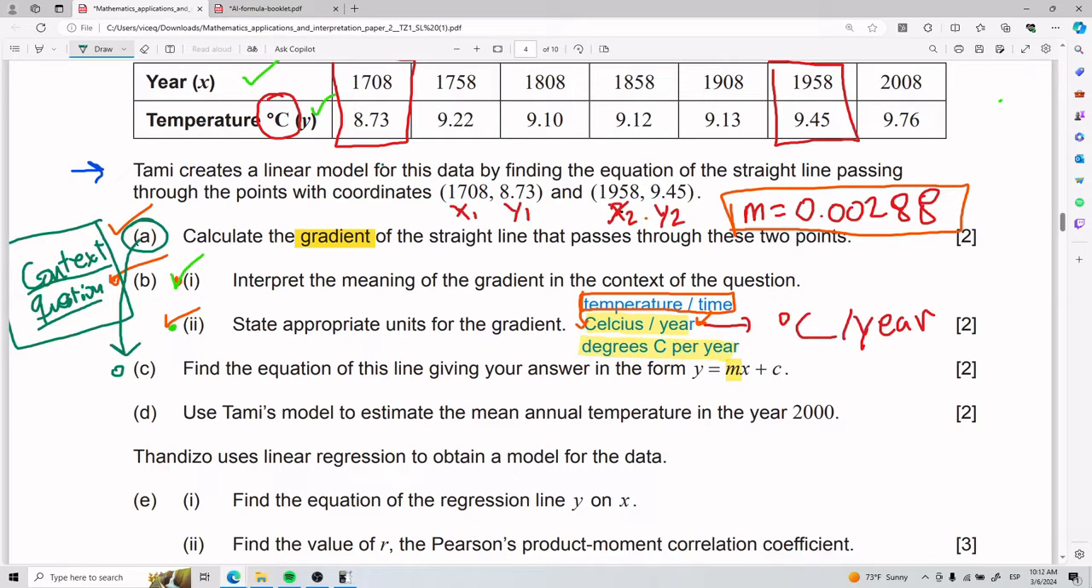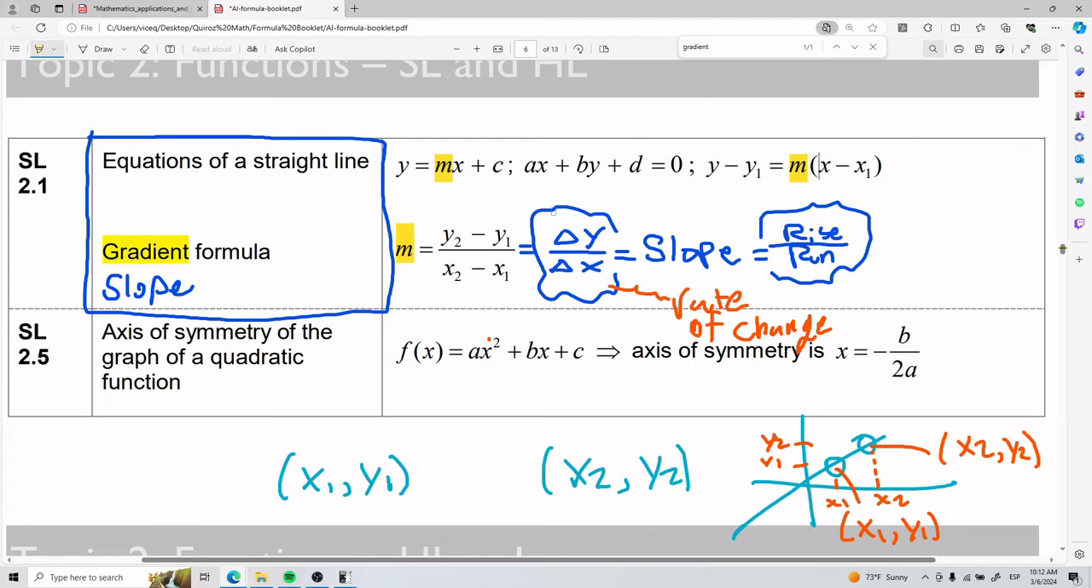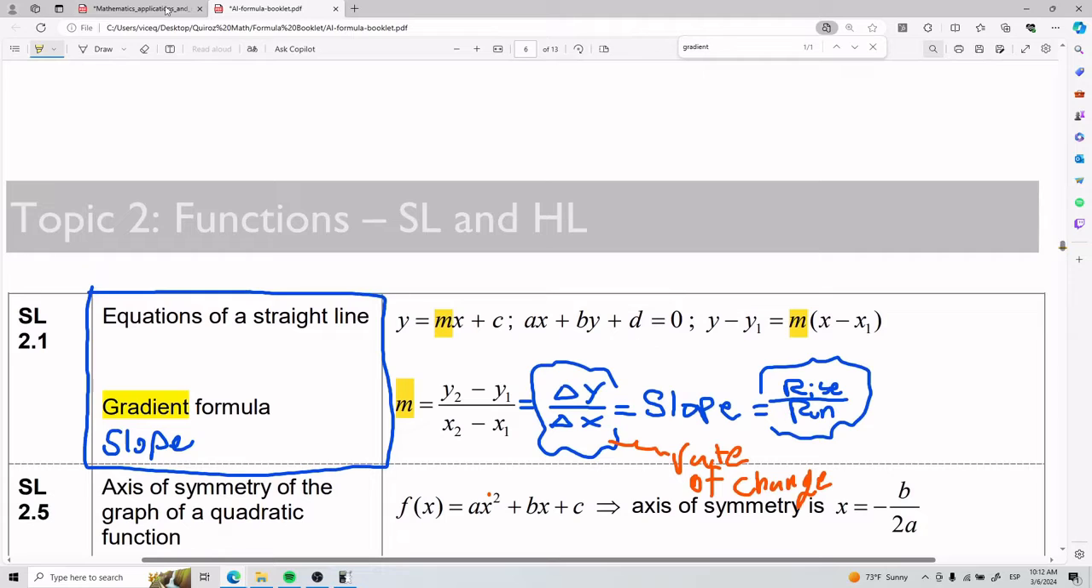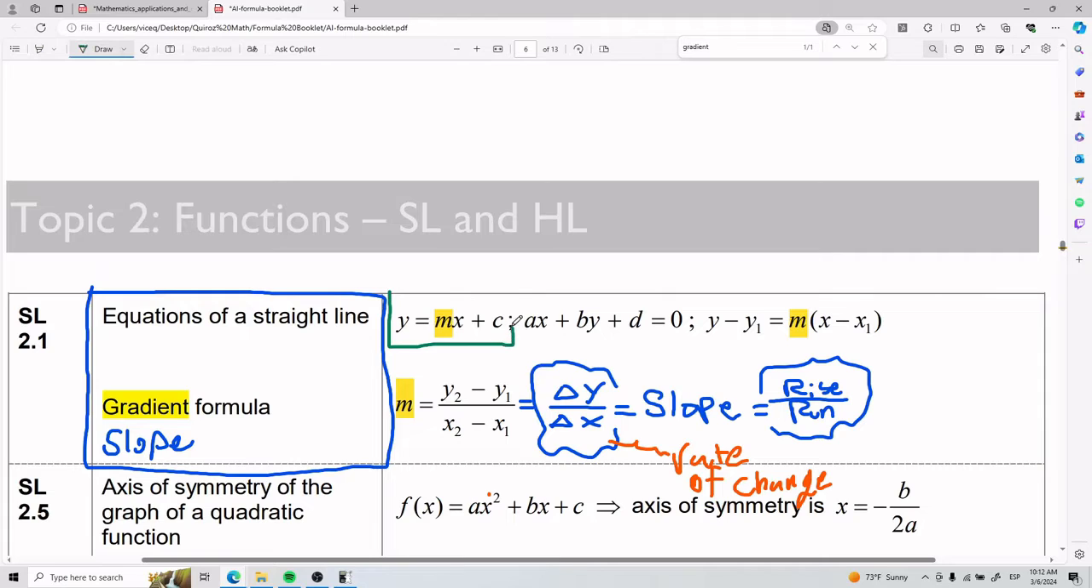So it is asking us to give it in the form y equals mx plus c. And yes, it's true, you can get there pretty quickly just by plugging in. But let me give you the more conservative approach. When we look at the equation of a straight line, y equals mx plus c is right here. Now there are two other ways to express the same thing.